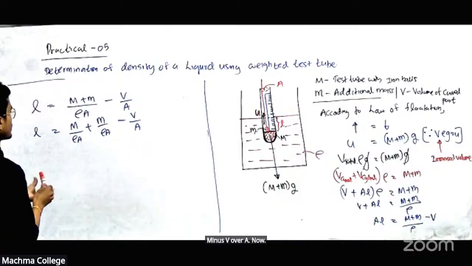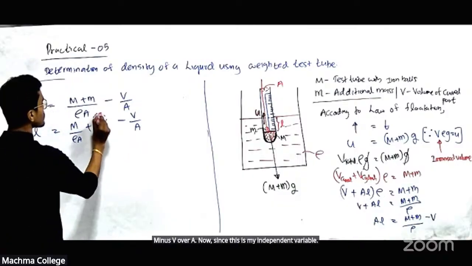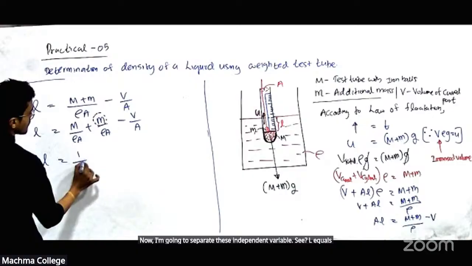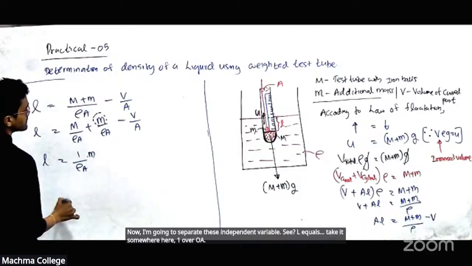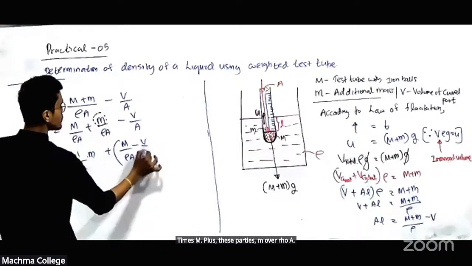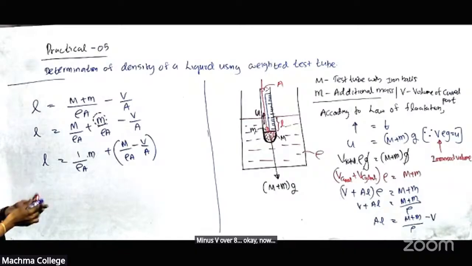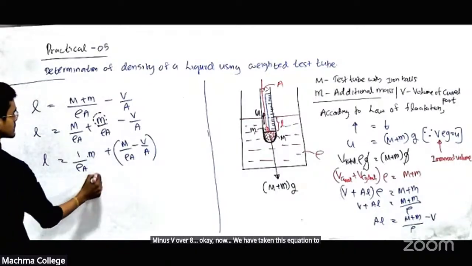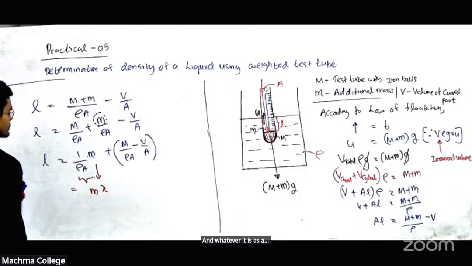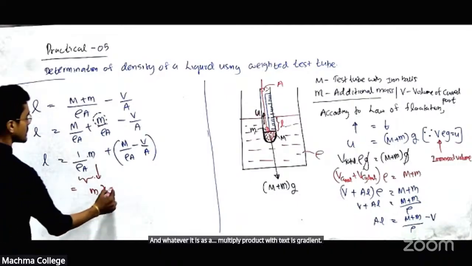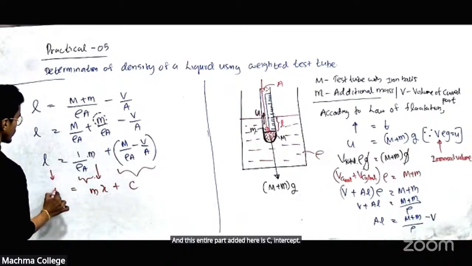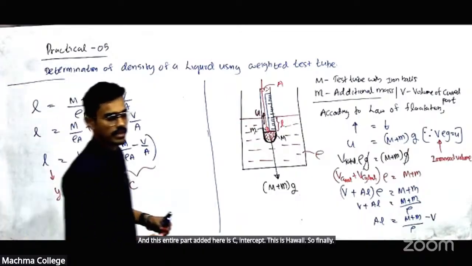Now since this is my independent variable, I'm going to separate it. See, L equals 1 over rho A times M plus this part, M over rho A minus V over A. Okay, now we have taken this equation to one of the standard forms. This is my X, and whatever multiplies X is the gradient, and this entire part added here is C, the intercept. This is Y. So finally the equation has become Y equals mx plus C.